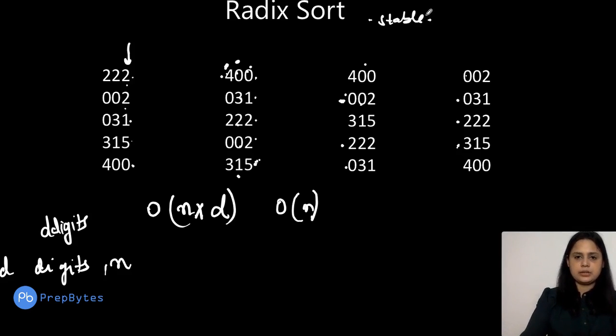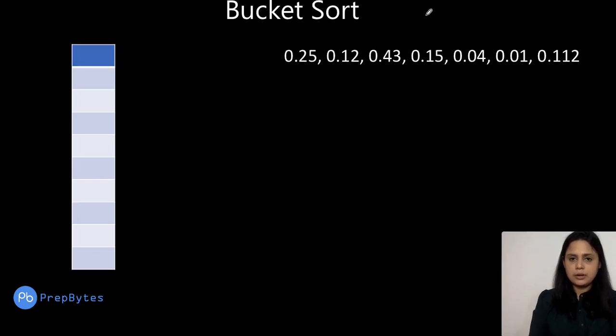Now let's go ahead and talk about bucket sort. We generally use bucket sort when we have to sort a range of numbers. In this case, we have taken a range of numbers from 0 to 1. What is the idea? The idea is to create buckets and put values in the buckets, ensure that each individual bucket is sorted, and then combine all the values.